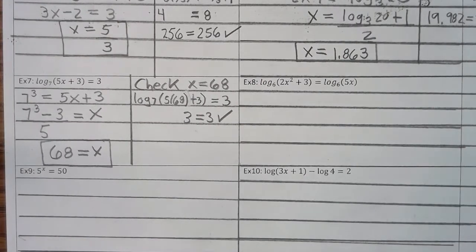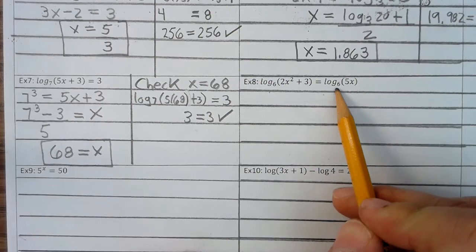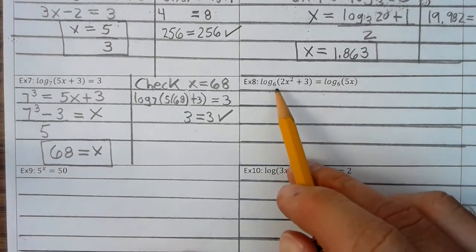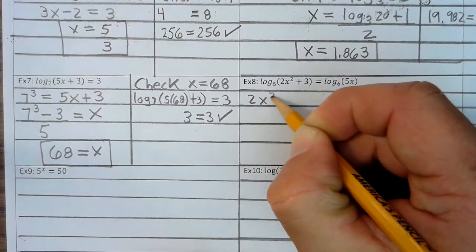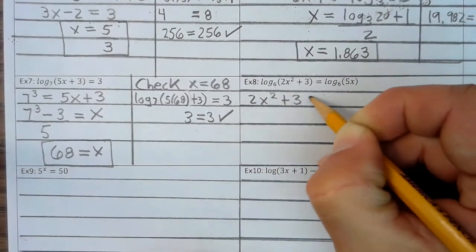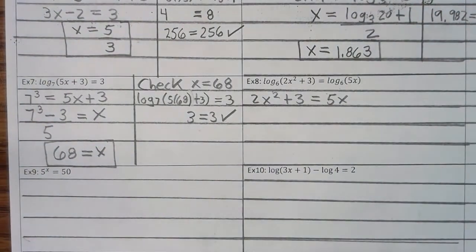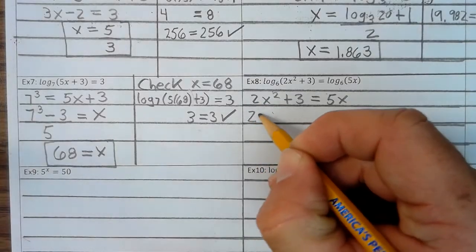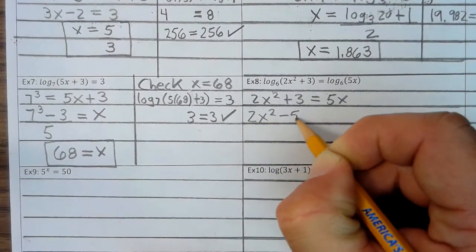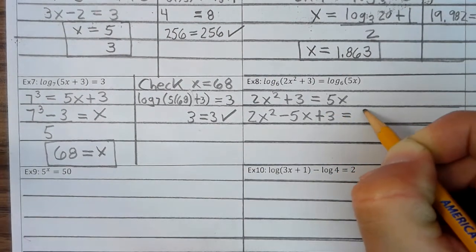All right, example 8. Now, even though they're on the same side, the base is the same, so we can say that these are equal. So we have 2x squared plus 3 equals 5x. Now, we need to move everything to the left side, so we're going to subtract 5x, so we get 2x squared minus 5x plus 3 equals 0.